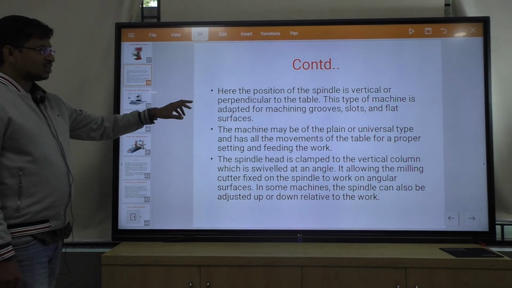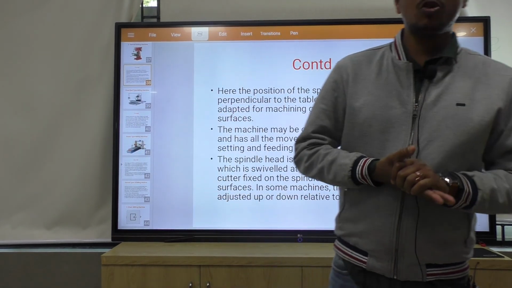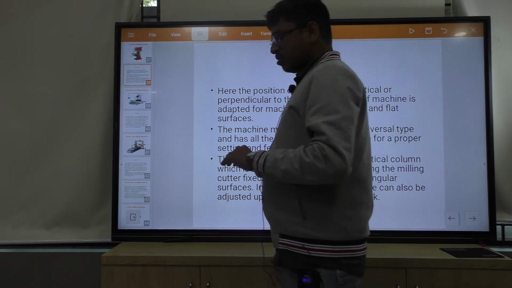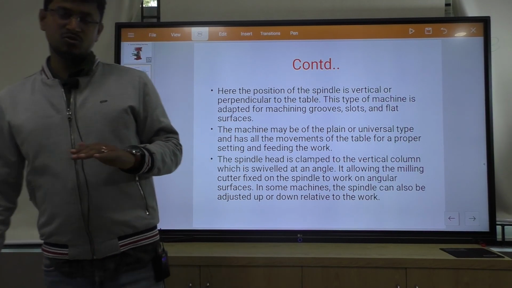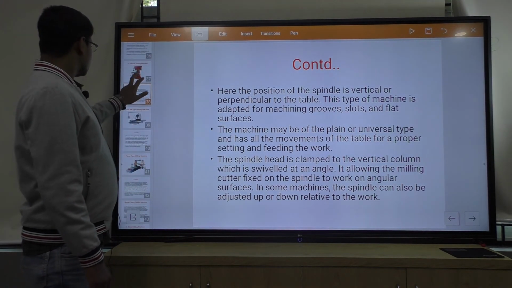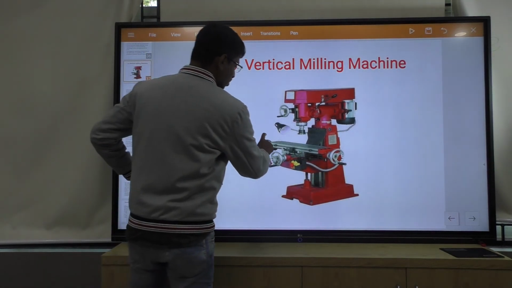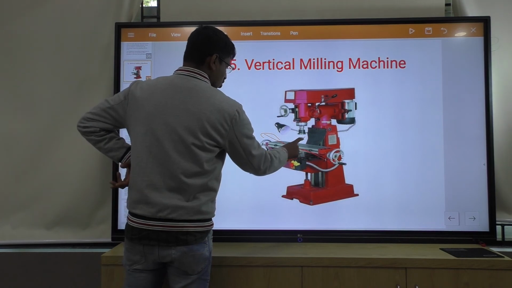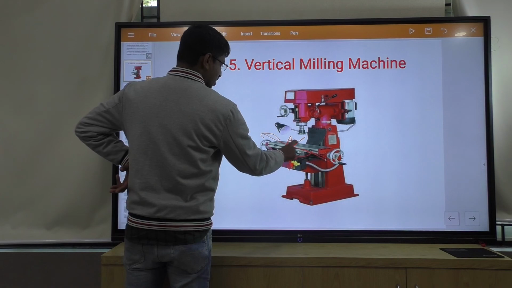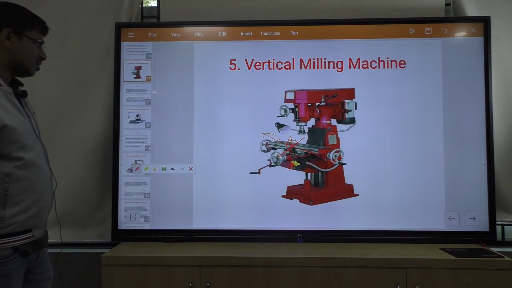Here, this vertical milling machine is of the universal milling machine type. It means the bed has 4 types of motions: longitudinal motion, crosswise motion, up and down motion, and it can also be tilted. These 4 motions. This is the vertical milling machine.